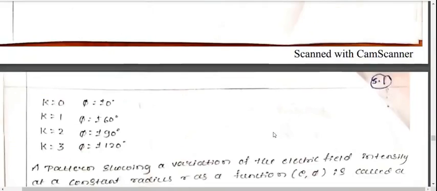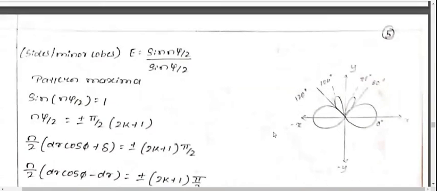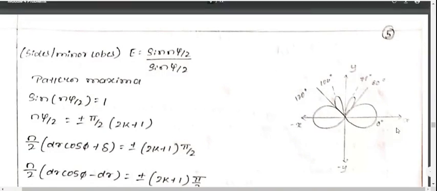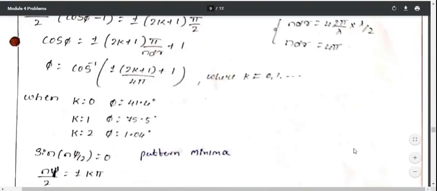This is the end fire case here. Remember, end fire case means what is going to happen? The major beam will be along the axis of the array. Okay, so now let us move on to the next problem.